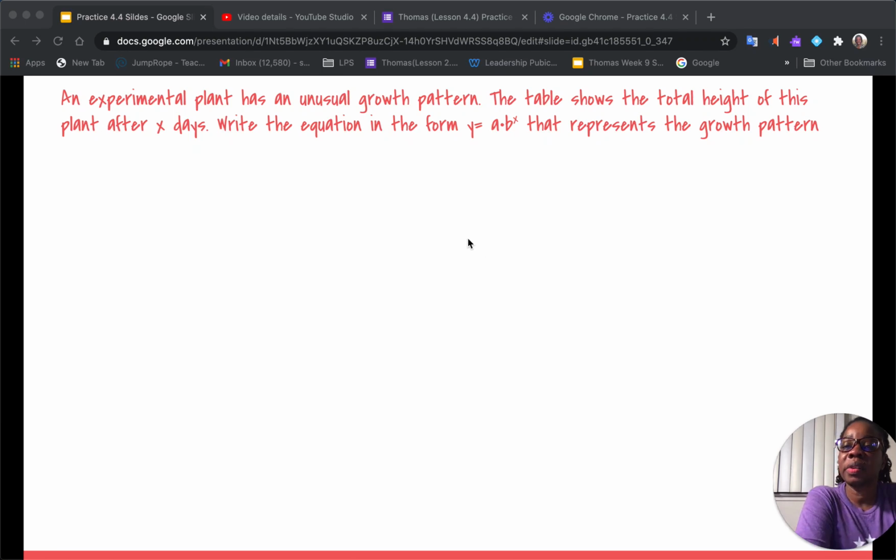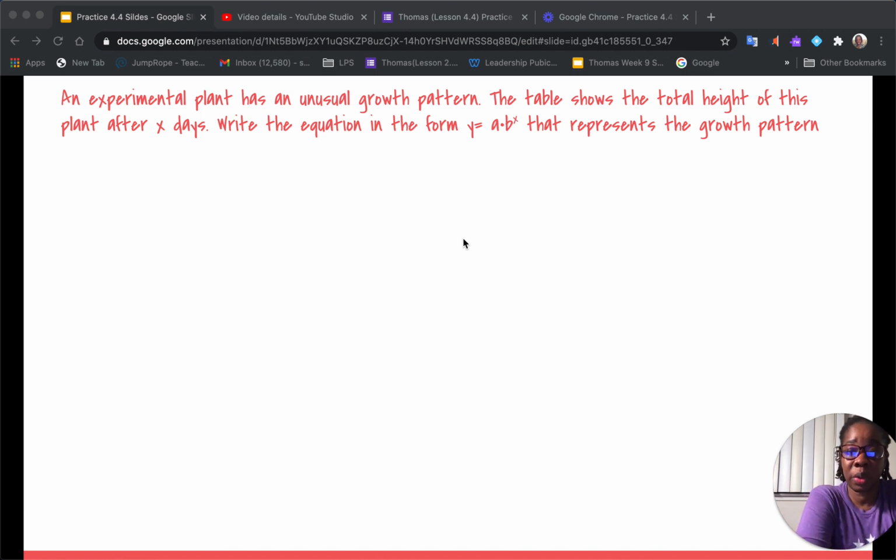All right, so this says an experimental plant has an unusual growth pattern. The table shows the total height of this plant after x days. You're to write the equation in the form y equals a times b to the x that represents its growth pattern, and you're also to determine the height of the plant on the fifth day.